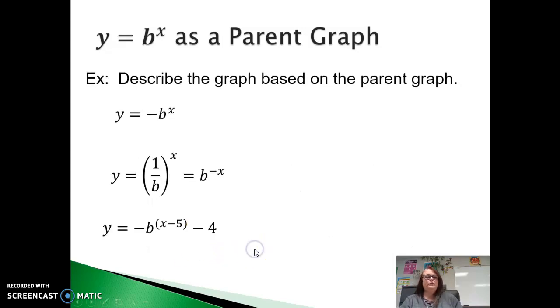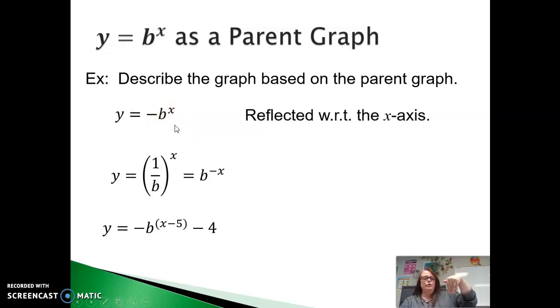More things about the graphs and their translations: a negative in front. So it's not inside the parentheses, is what I want you to notice. It's in front. That means that we're going to do a vertical reflection. So that's going to be with respect to the x-axis. And if I have y equal to 1 over b, which is the same as b to the -1 power, that's now putting the negative into the exponent. So that's a horizontal change. And so that means that we're reflecting with respect to the y-axis.